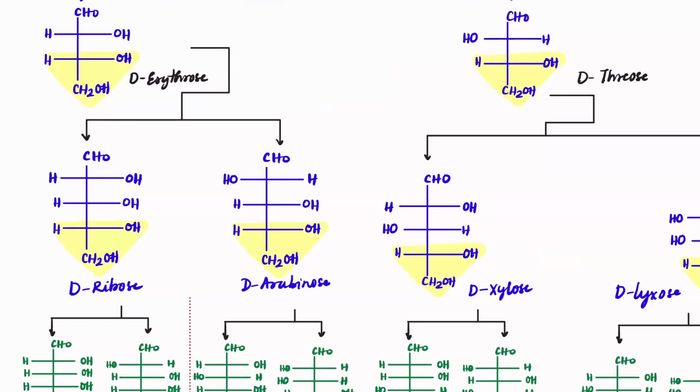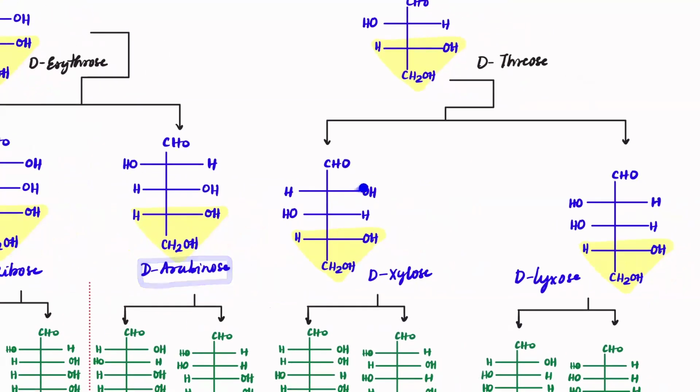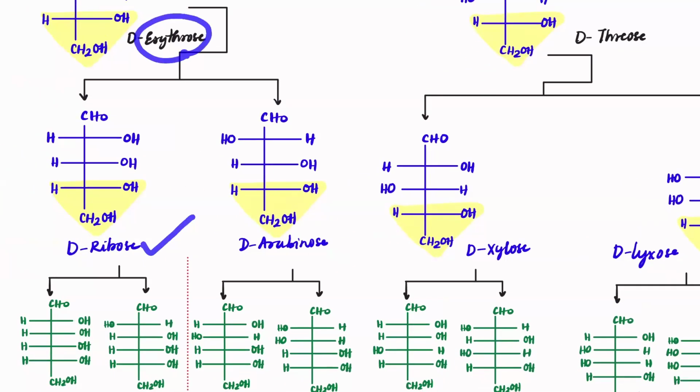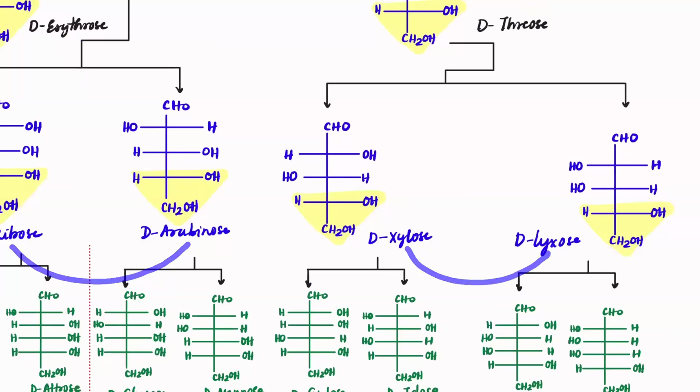And again from erythrose, if I add one more carbon, there again I can write OH on the right or OH on the left. When you write that, if all OH groups are appearing on the right hand side with three chiral centers, that is D-ribose. Now here one of them is on the left hand side, that is D-arabinose. While for threose, when you add one OH on the right, that will become D-xylose, and if the OH is on the left, it is called D-lyxose. Imagine erythrose got two children, and threose got two children. So here it is ribose and arabinose. Here it is xylose and lyxose.